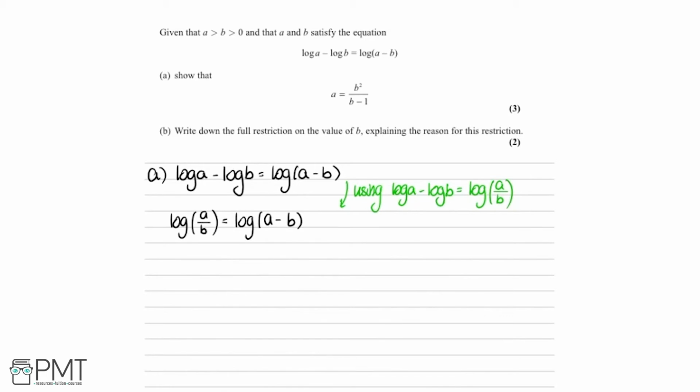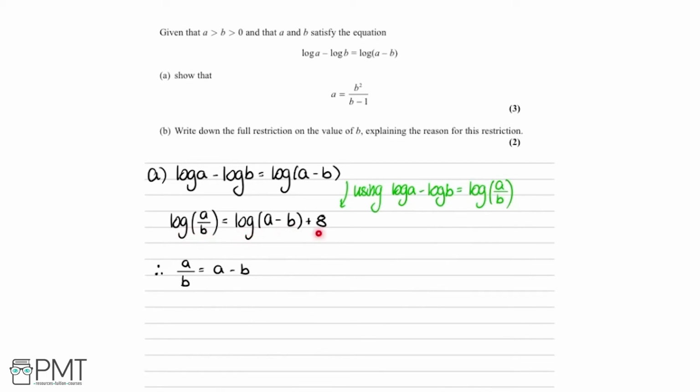And now because we've just got a single log on each side, so we've got log of something equals log of something, we can then equate both the parts. So we can now say that a over b equals a minus b. Now just an example, if up here we had, for example, a plus 8 here, we couldn't do this because we wouldn't just have a single log something.